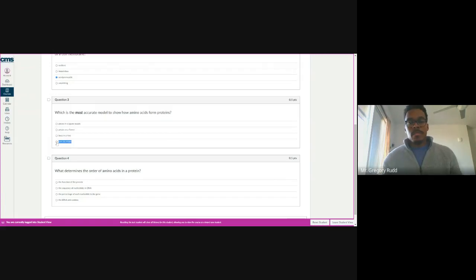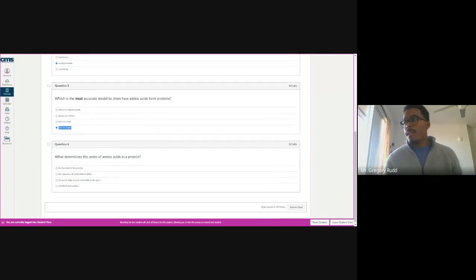So we're talking about train cars. We're not talking about if I were to drive an actual vehicle and park it on a train. We're talking about each segment of the train that is connected. So that is the best analogy when we think about a comparison to how amino acids form proteins.